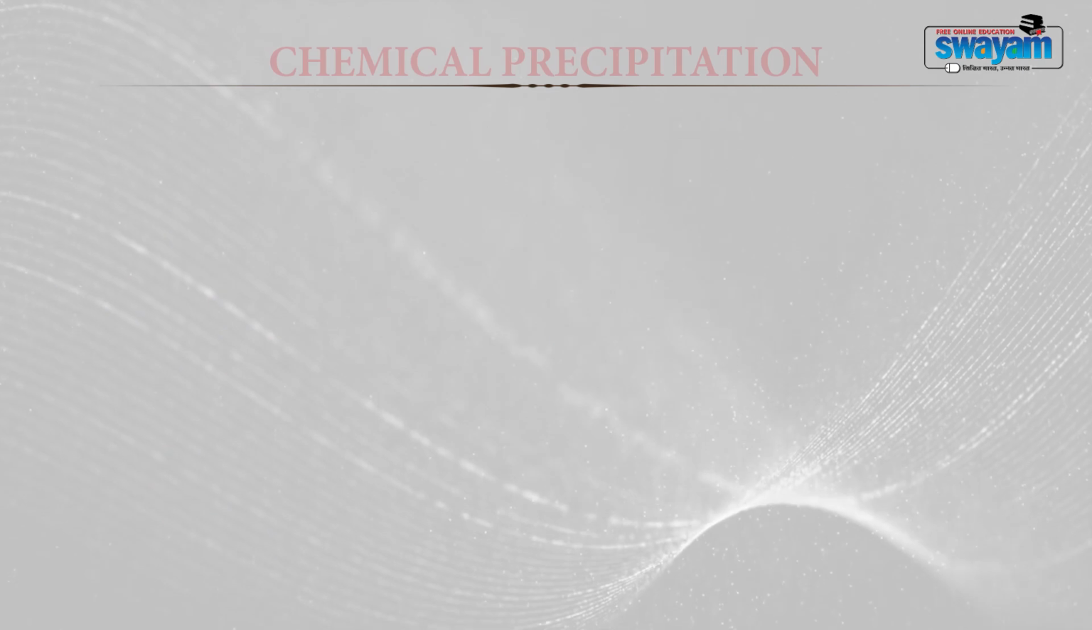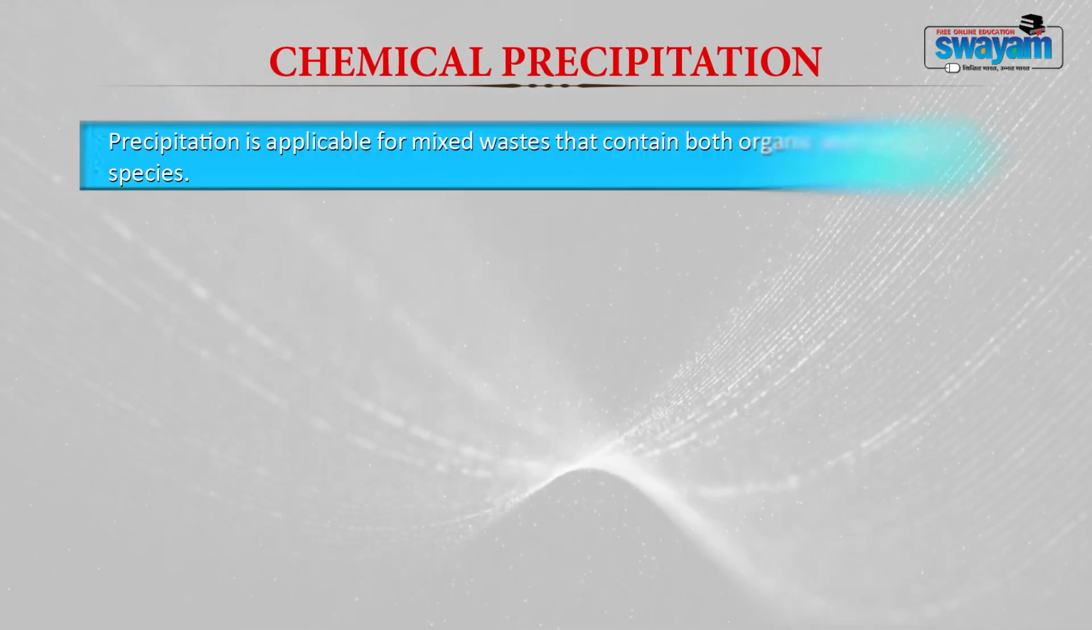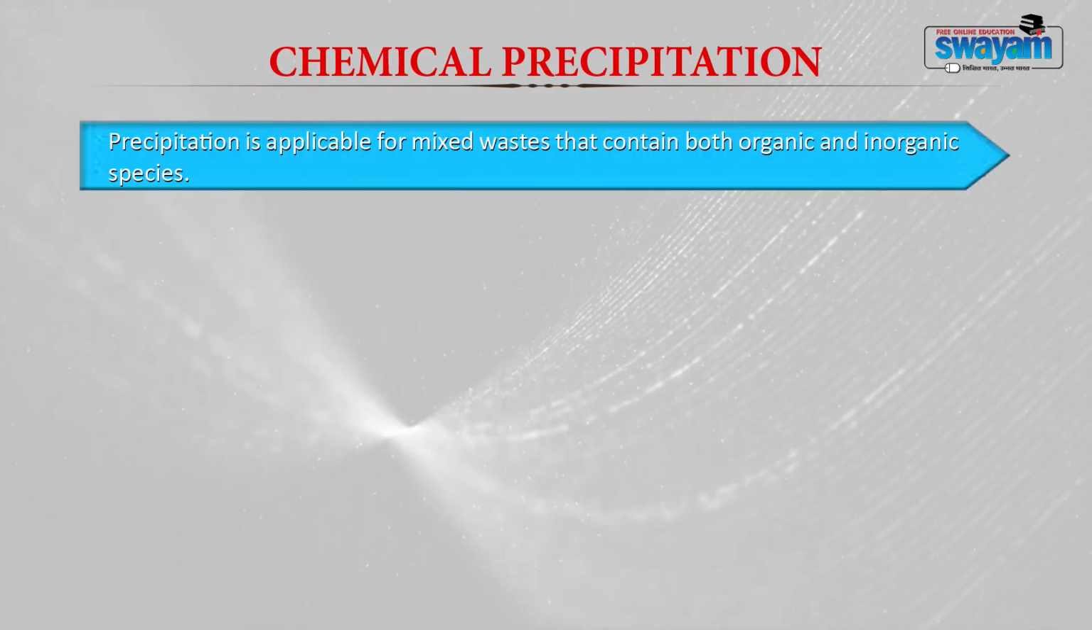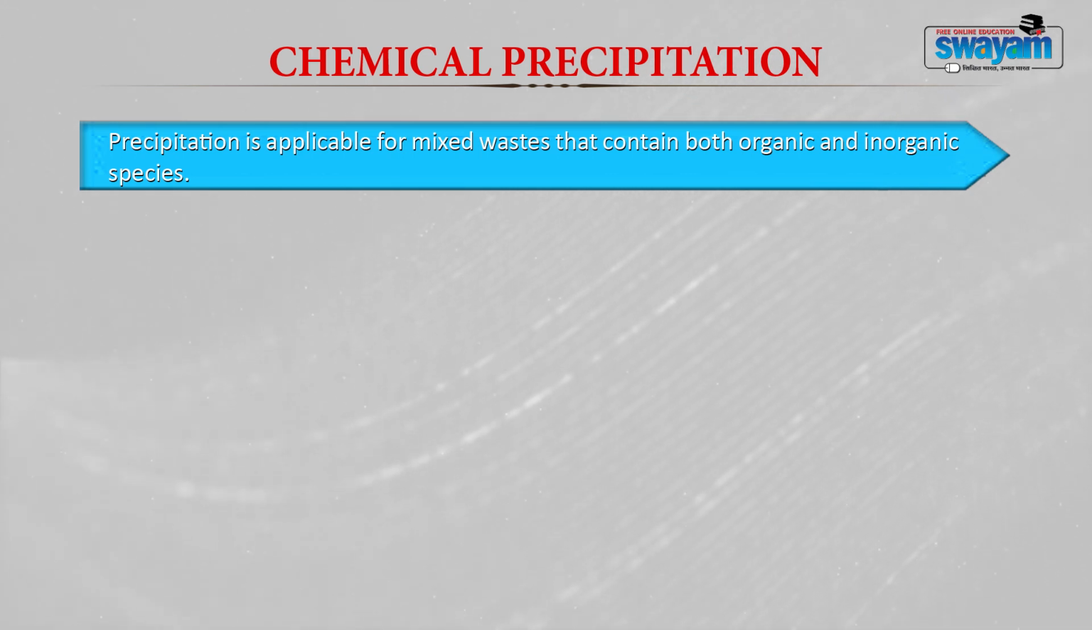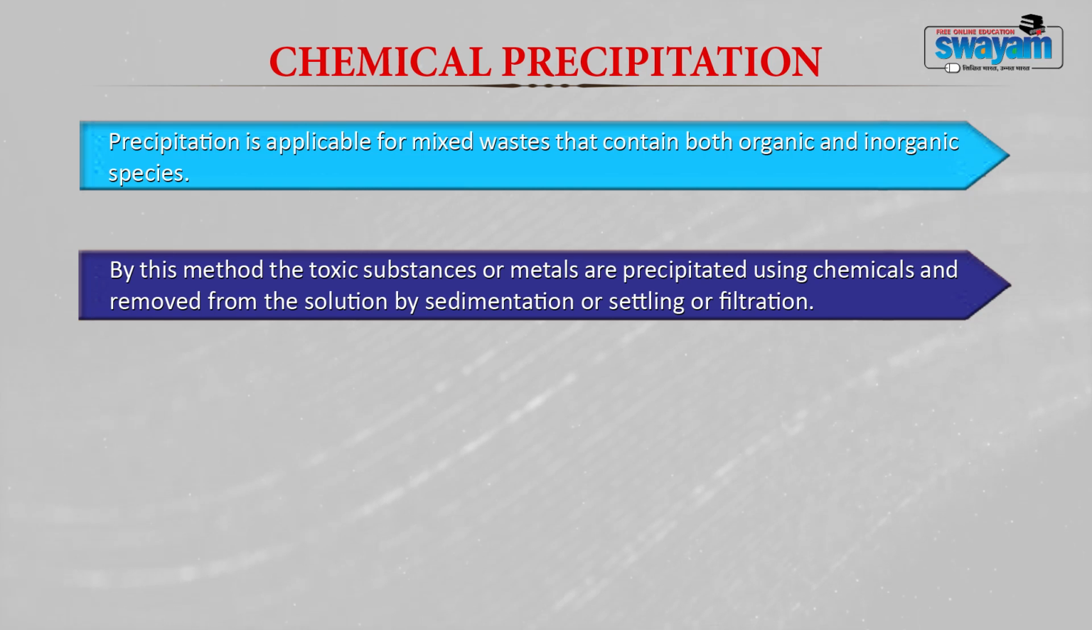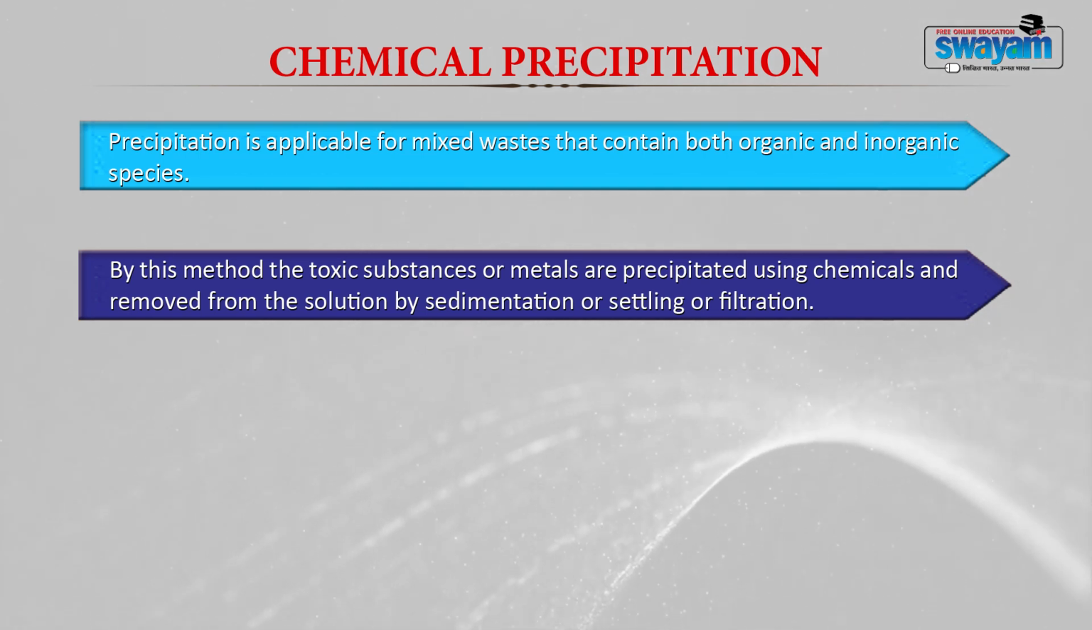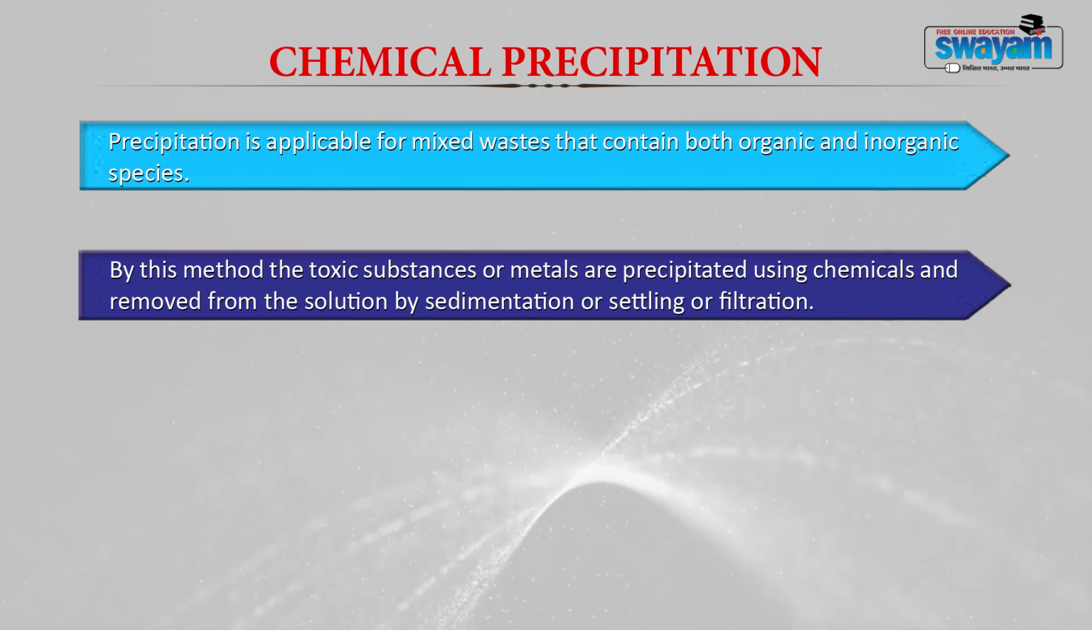The next process is chemical precipitation. Now, precipitation is applicable for mixed waste, I mean when it contains both organic and inorganic species. By this method, the toxic substances or metals can be precipitated using chemicals and removed from solution by sedimentation or settling or filtration.